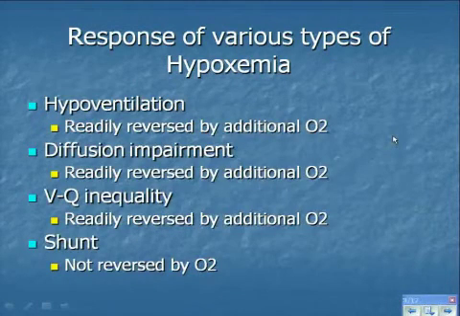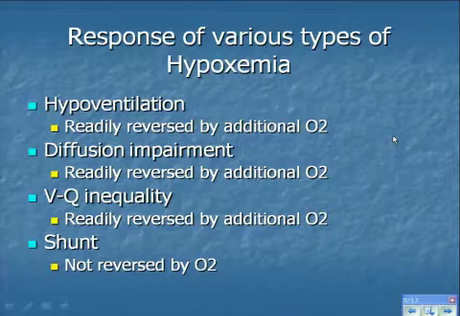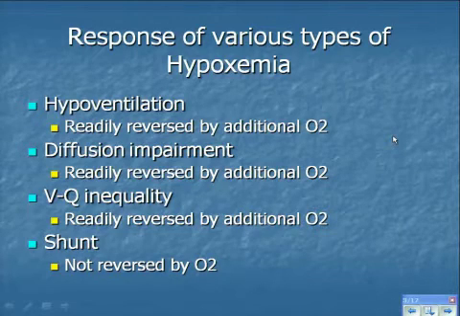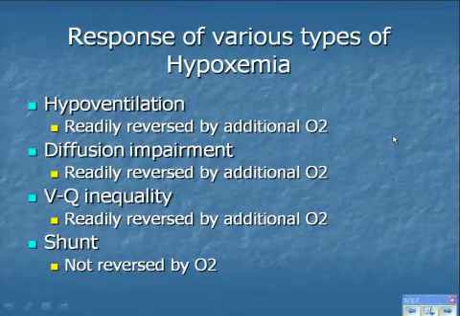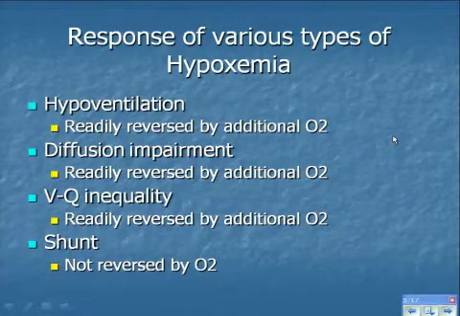Now, there are various responses to hypoxemia. Hypoventilation is easily reversible by additional oxygen, and so are diffusion impairment and VQ inequality. The only one that doesn't reverse very well with oxygen is shunt. So you have to know that. That's like the third time I've said that, so it should be jumping out at you. Big test question.